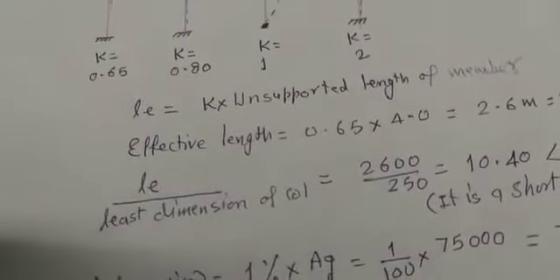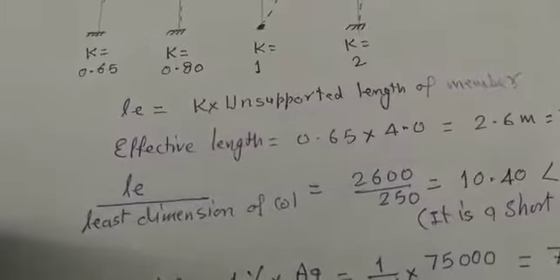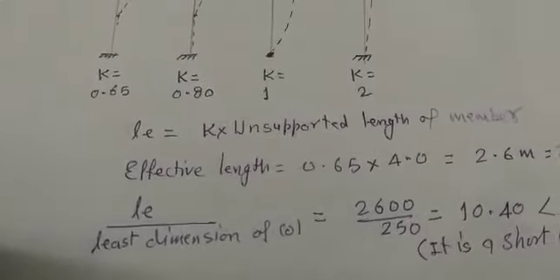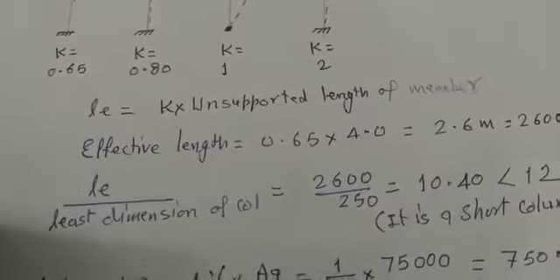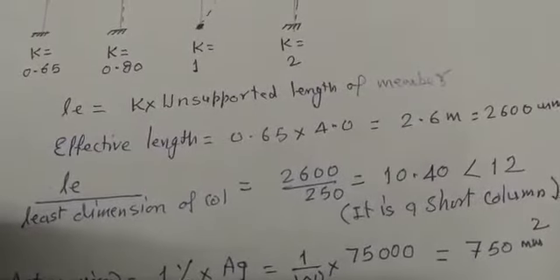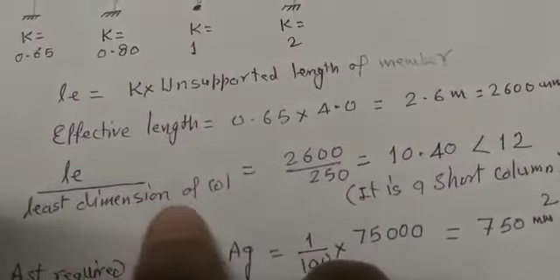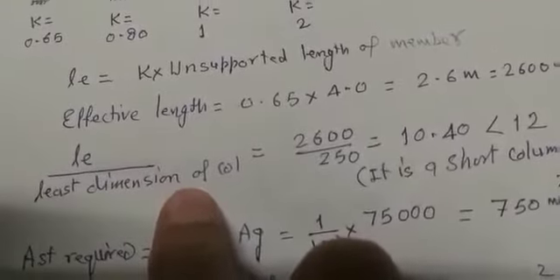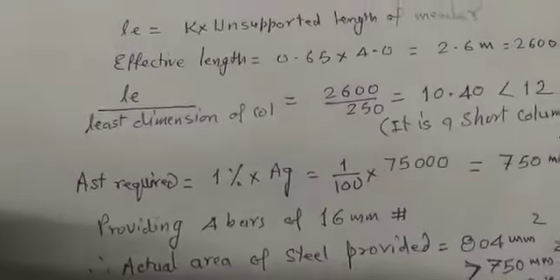Now LE, that is the effective length of the column, upon the least lateral dimension of the column, that is 2600 upon the least dimension of 250 and 300. So 250 is the least dimension, and that comes out to be 10.40, which is less than 12. It indicates that when LE upon least lateral dimension is less than 12, we call this a short column. When it is equal to or greater than 12, we call this a long column. Here, in this case, this is a short column.